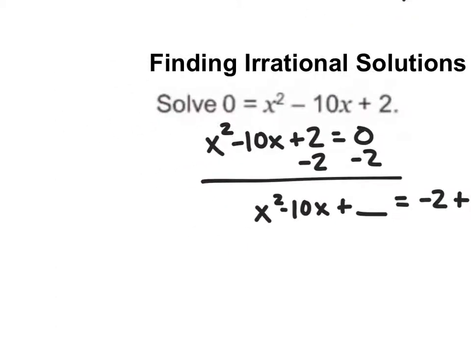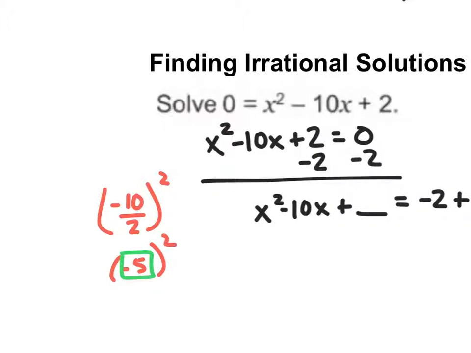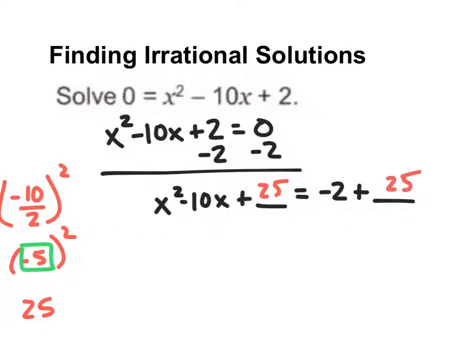Okay, now I'm going to take negative 10, divide it by 2, and then square it. So it's going to give me negative 5. We're going to need that number later, and then we're going to square it. So now negative 5 squared gives me a positive 25. So let's put a 25 here, and let's put a 25 over here. Now this is a perfect square trinomial. This one's pretty easy to factor, but we are simply going to have x minus 5. That was our value when we divided by 2.